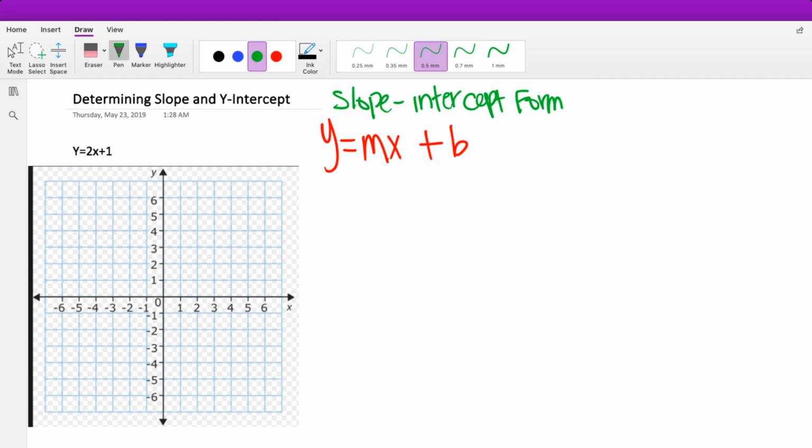Okay, now a few more things you should write. M stands for slope. Not sure why, but that's just how it is. And then b stands for y-intercept.